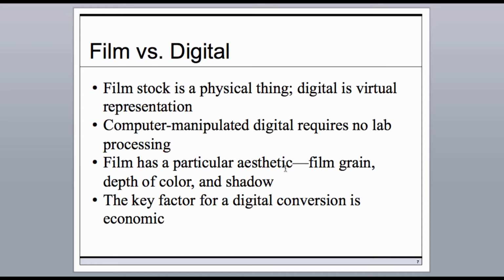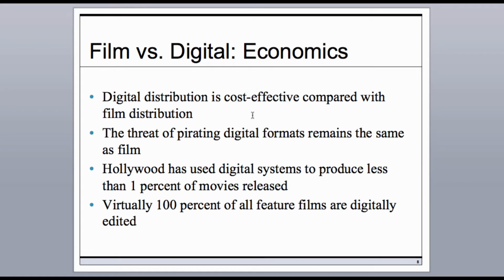Film has a particular aesthetic to it. It gives it a certain higher quality than digital, but digital can duplicate that through layering and creating the effect that makes it special as well. So the key factor for digital conversion is economic. It is easier to store. It's not as demanding on time, but it can be challenging in other ways. Digital distribution is also cost effective. You don't have to physically put film into a canister and ship it to all the many theaters where it will be displayed. Digital can be done through a computer internet service, special space in the internet.